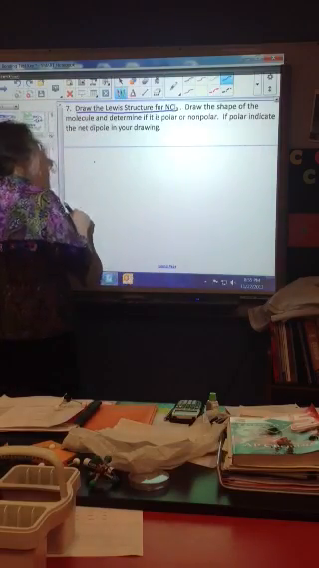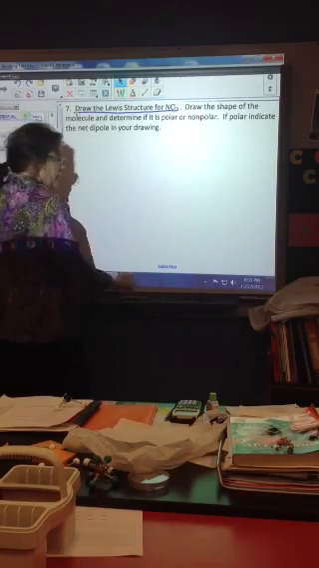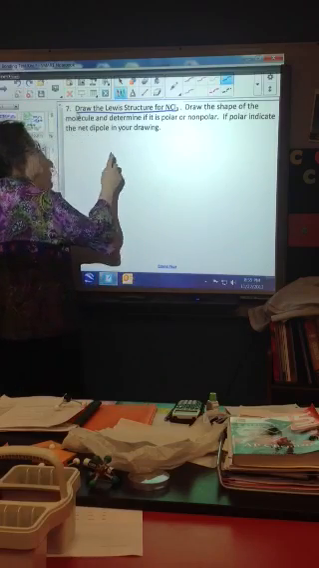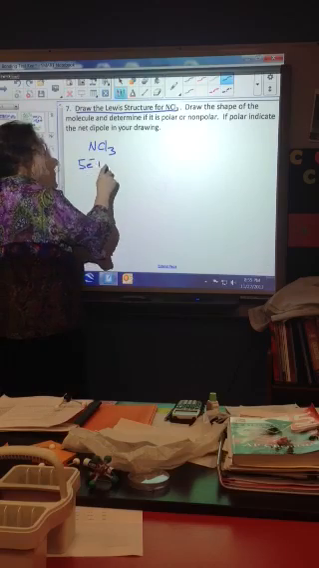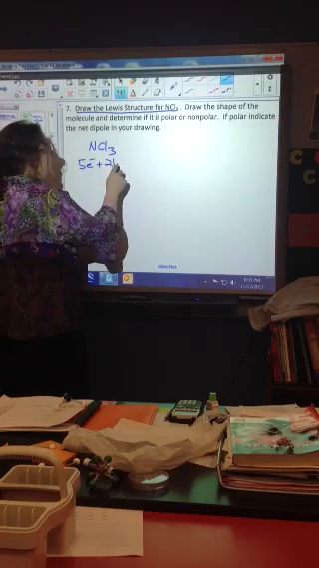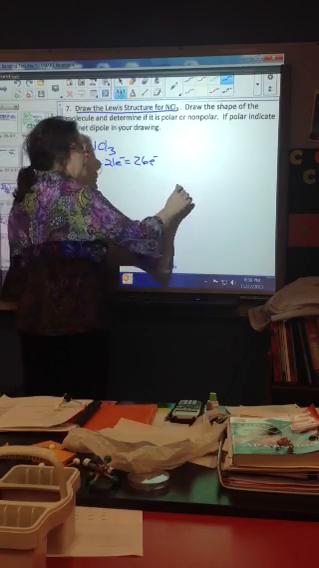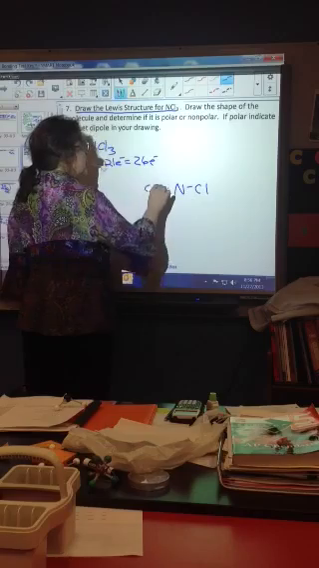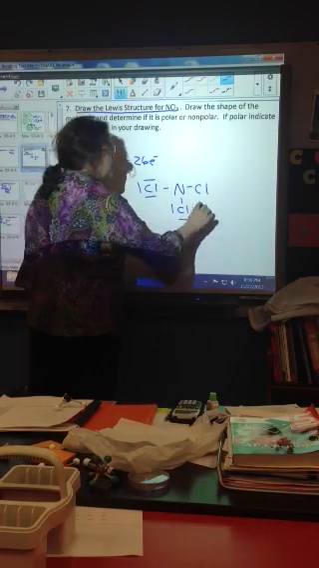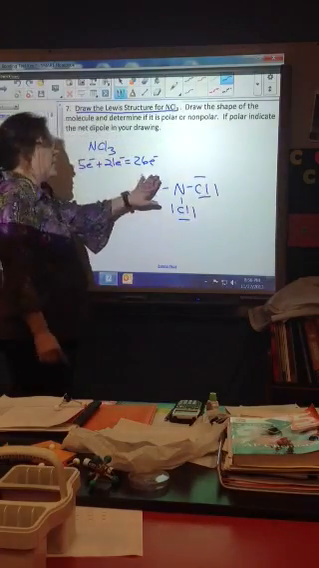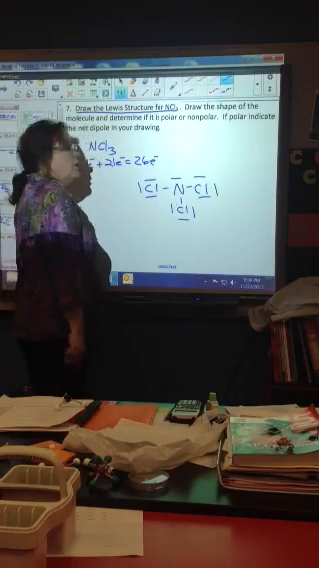The first thing we've got to do is draw the Lewis structure for NCl3. So 5 electrons for nitrogen, 7 times 3 is 21 electrons, gives me 26 electrons. Central atom bonds to the terminal atoms, complete the octets on the terminal atoms. I've used up 8 times 3, which is 24 electrons. That means there is a lone pair on the nitrogen.